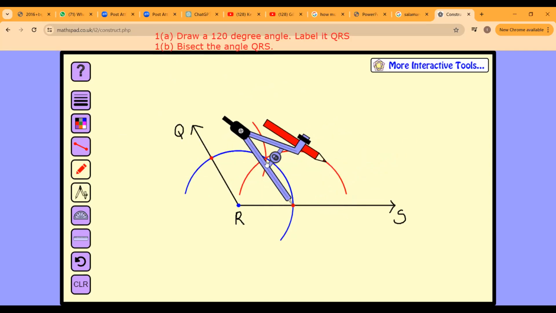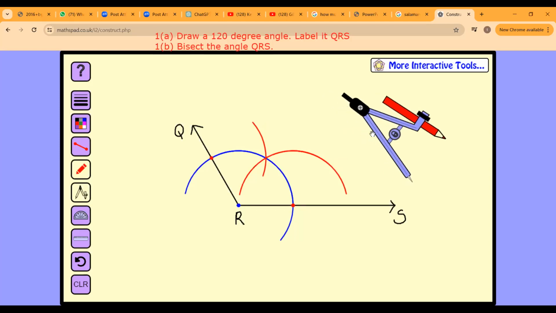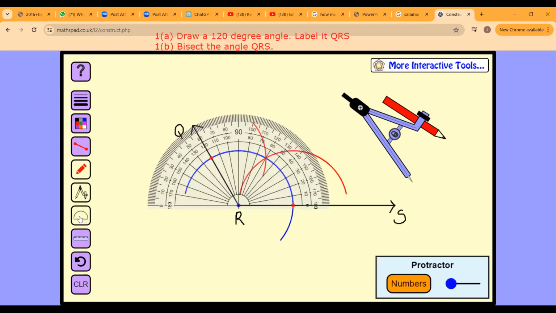All right, now after we already have the arcs drawn, Malik, what are we going to do? We're going to draw a line from the vertex to bisect the two arcs. Very good. We're going to draw a line from the vertex to bisect the two arcs.